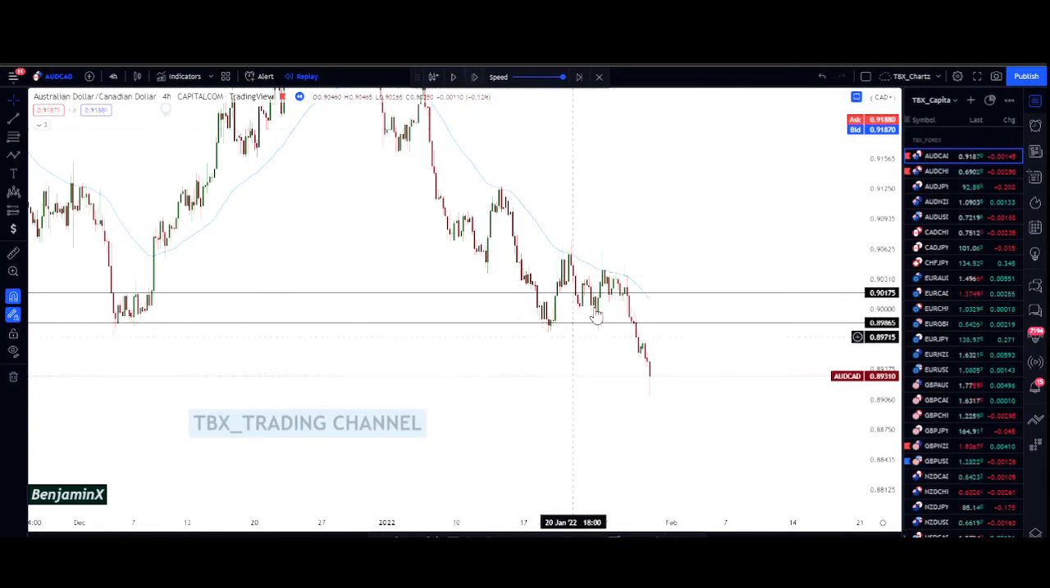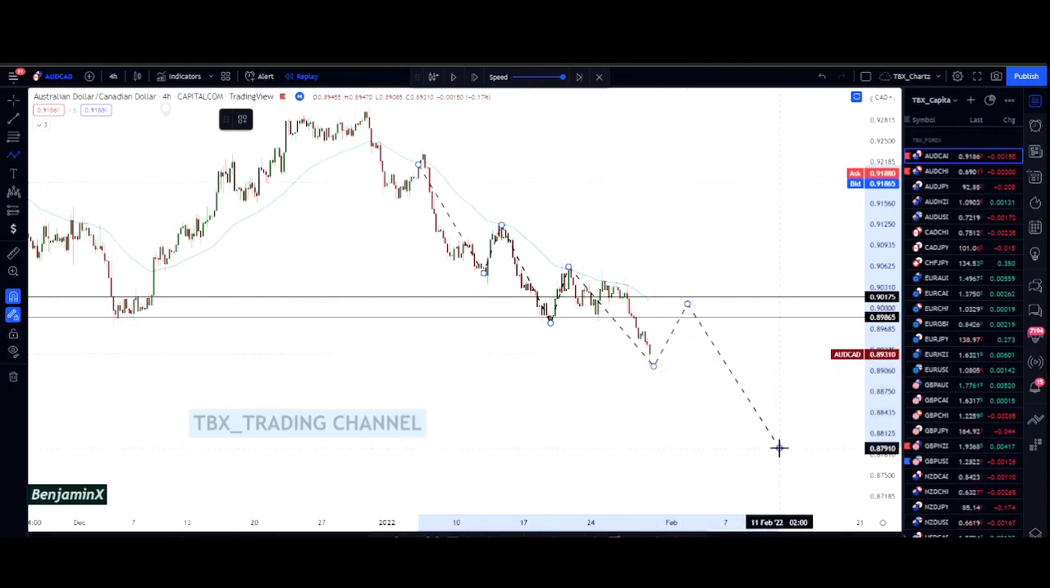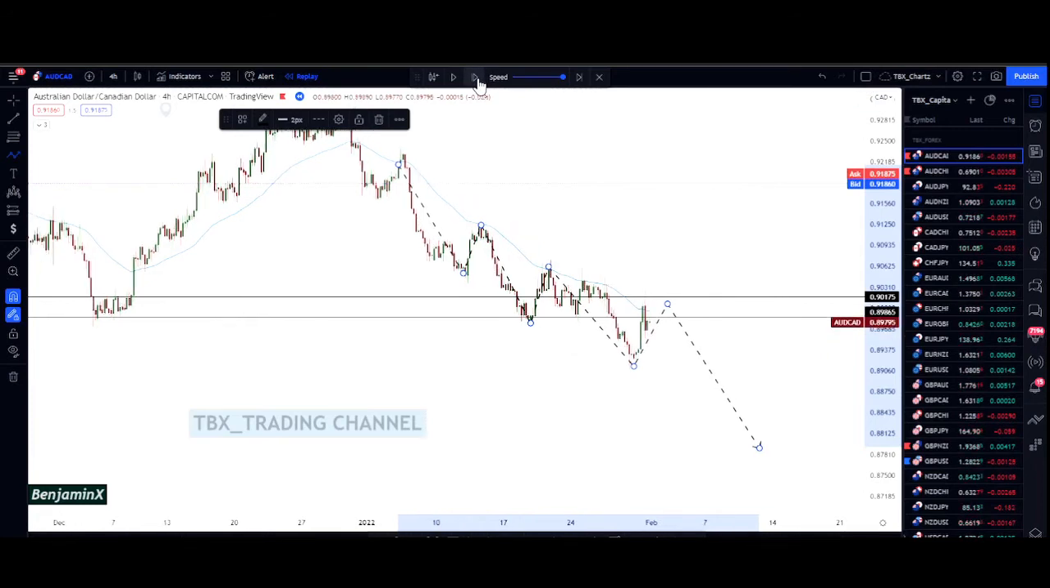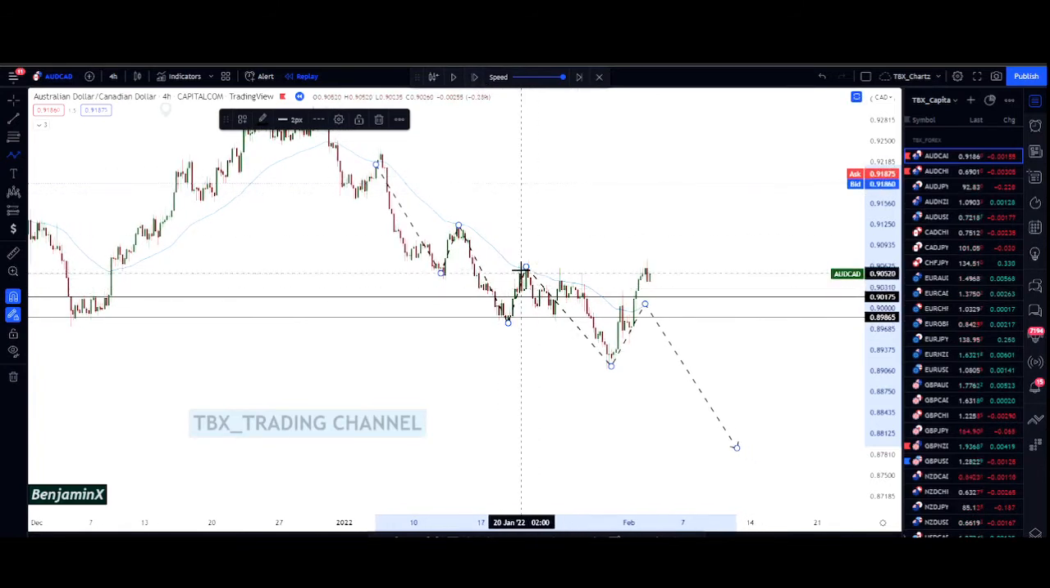Price is still creating lower highs and lower lows, as you can see. Lower highs, lower lows, lower highs, lower lows. So we expect price to continue creating lower highs and lower lows, right? But instead, what did the price do? Price went back to the beginning of this move right here.